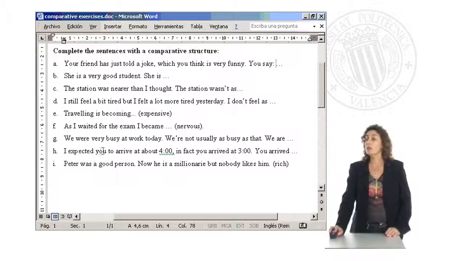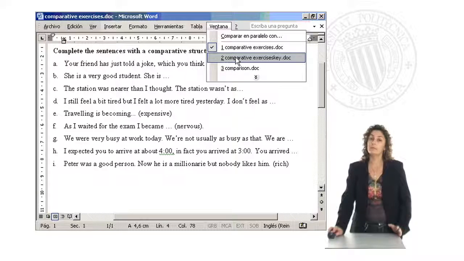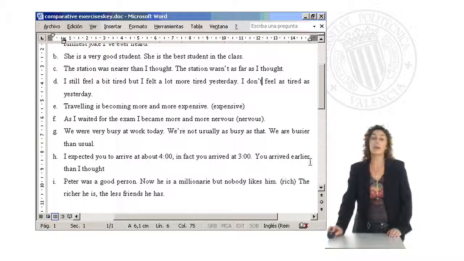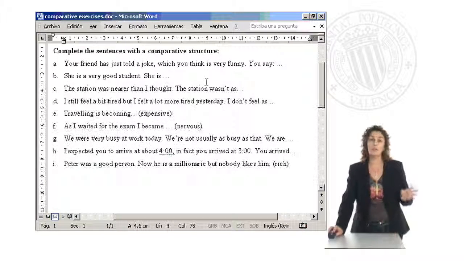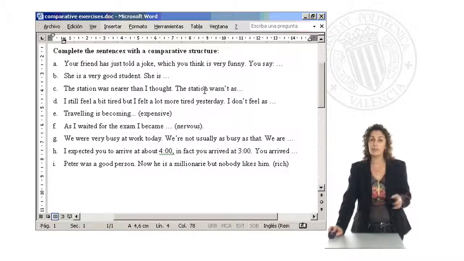Another one is, I expected you to arrive at about 4. In fact, you arrived at 3. And then we say, you arrived earlier than I thought. The superiority form again. So as you can see, we have a situation, a context, and from this context, we express a comparative form.